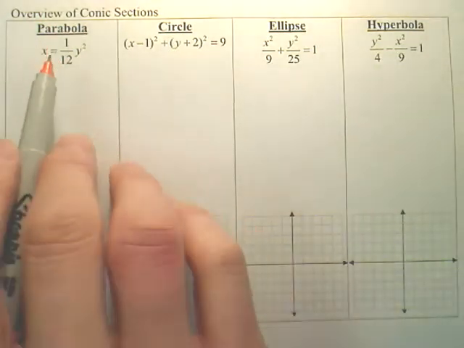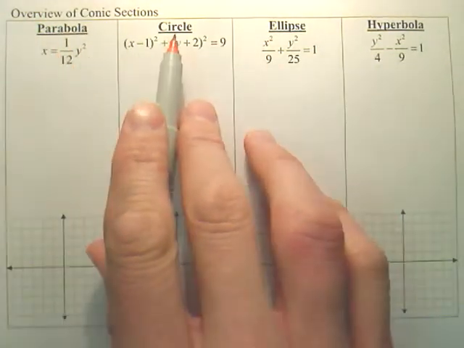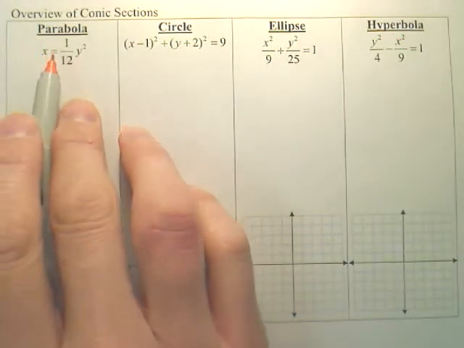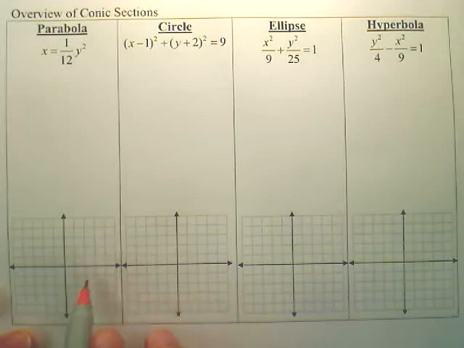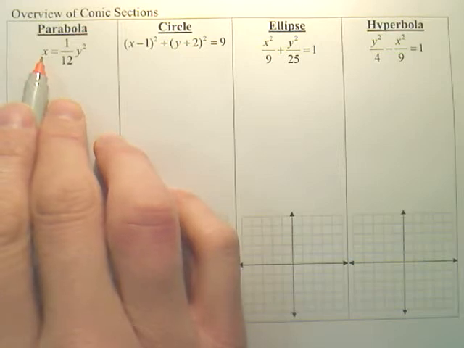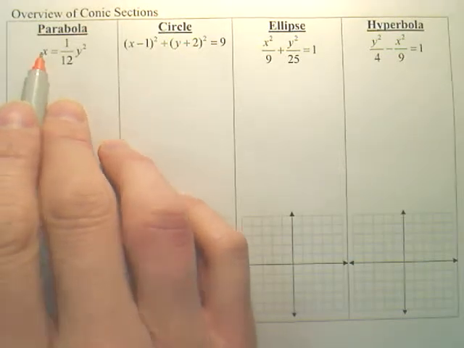Alright, we're going to overview all four conic sections: the parabola, the circle, the ellipse, and the hyperbola. A parabola can open any direction. It can open to the left, to the right, up, or even down. The way you know which way it opens is you look at the first letter, x. That tells you which way it's going to open. So this is going to be x.